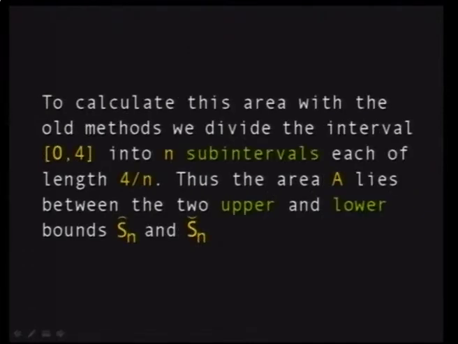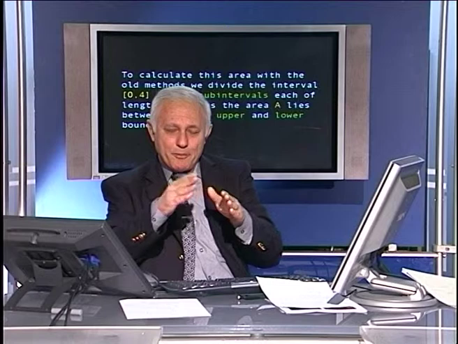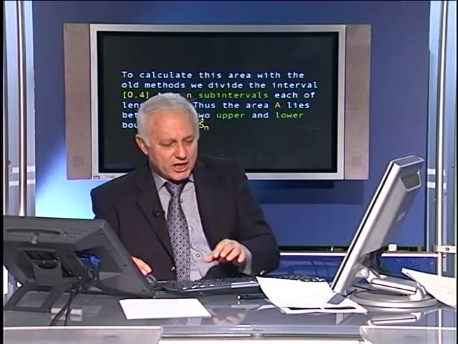So to calculate the area using the old method, as we said, you divide the interval from 0 to 4 into n subdivisions, each of length 4 over n, because the total length is equal to 4. You subdivide into n sub-intervals, and then the area lies between the upper and lower values, which are the outer rectangles here. As we saw before, you have a set of upper rectangles and a set of lower rectangles.